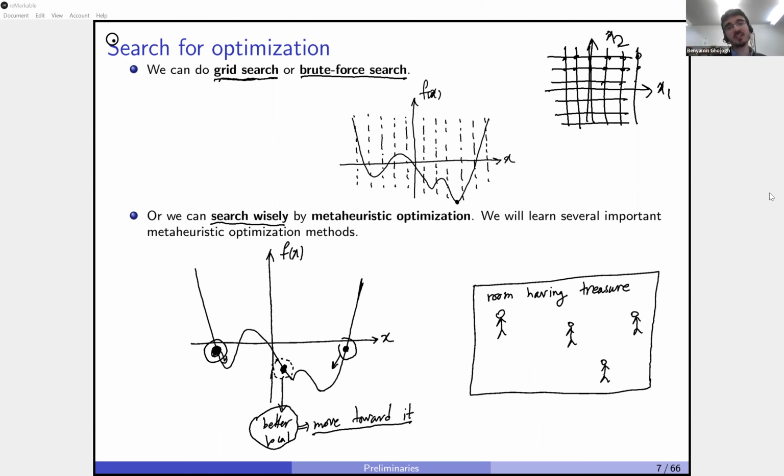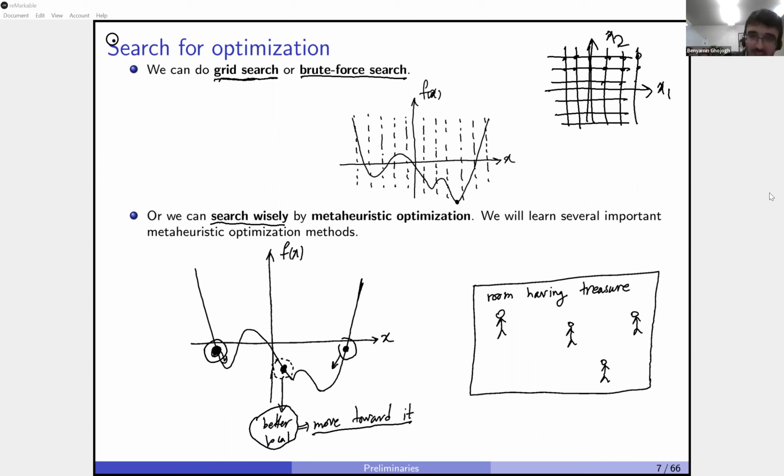We dig again. We dig around ourselves. We do this procedure repeatedly until we find some best treasure in the ground collaboratively. So this is how we search wisely in some landscape. And by the way, the objective function that we are either minimizing or maximizing is also called objective landscape or search landscape, whatever. If we are using a search method, it's usually called search landscape.